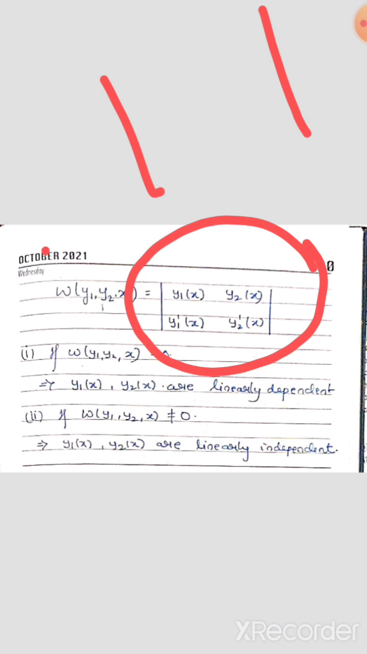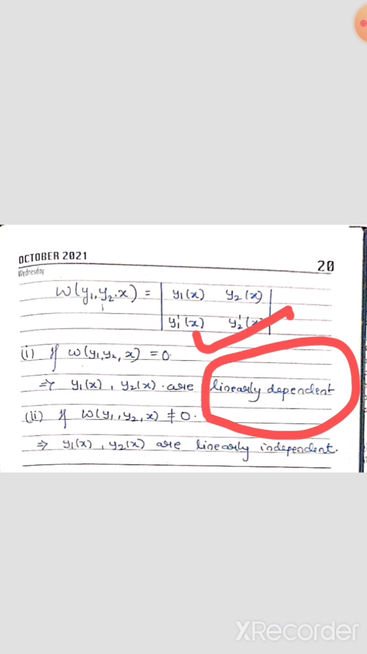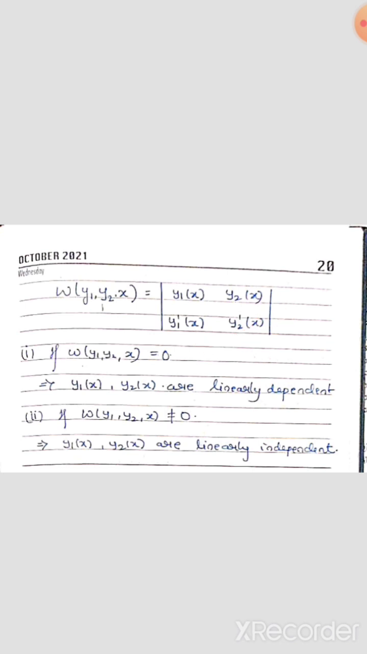Depending upon the solution you find for this part, if the Wronskian W of y1, y2 of x is equal to 0, then we conclude that they are linearly dependent. If the value is not equal to 0, then we say that they are linearly independent. When you solve the questions you will understand more. So now just focus on the formula, and in the upcoming days we will be seeing the problems and you will get them clearly.